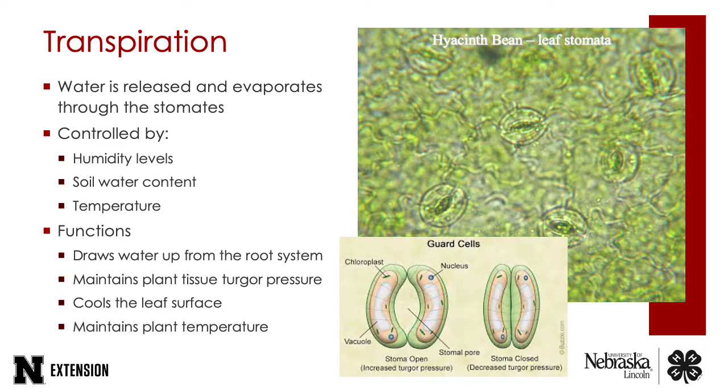If the plant doesn't have enough water, then it will close the stomates, which will help to conserve water within the plant. Now, as water is evaporating through these openings, it also serves the important function of cooling leaf surfaces. And plants use this when temperatures are very hot to try to keep their leaves cooler. And so thus it helps to maintain plant temperature.